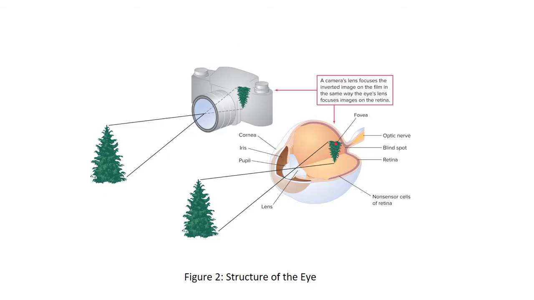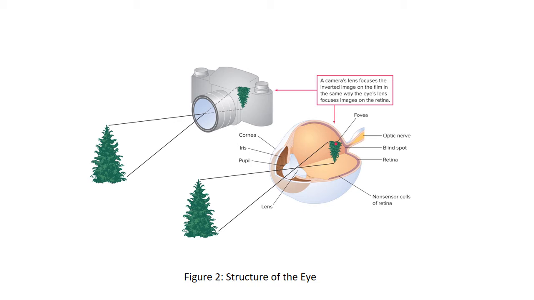Here we have an illustration of how the eye works. You'll notice the picture of the camera. The way that a camera works is it takes the image and it flips it upside down, as you can see in the illustration. So our eye basically does the same thing.